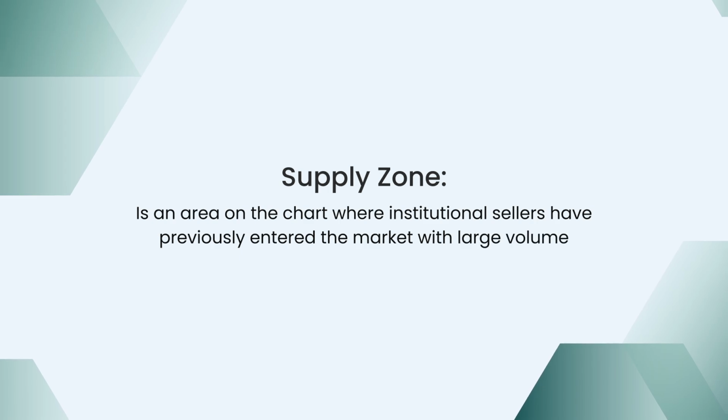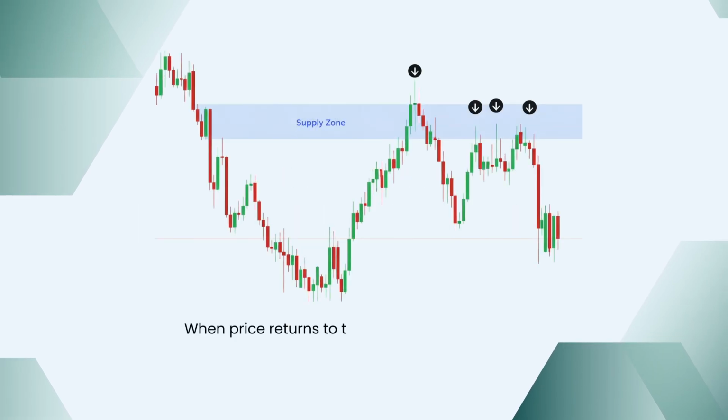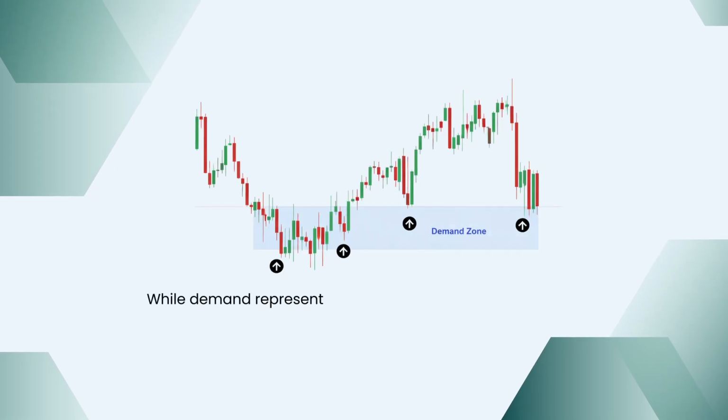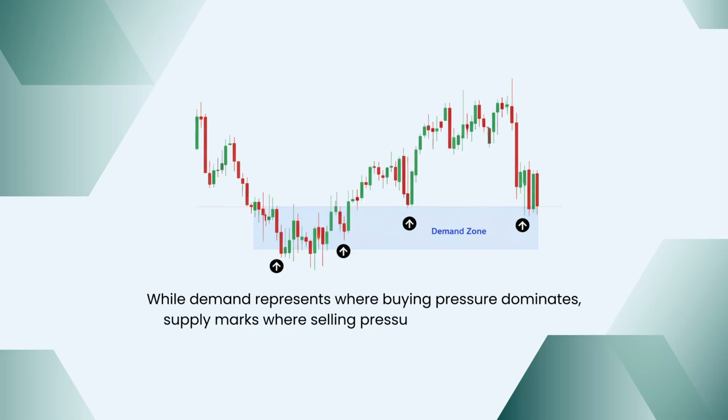In trading, a supply zone is an area on the chart where institutional sellers have previously entered the market with large volume. When price returns to that area, those sellers often step in again, pushing the price back down. It's the mirror image of a demand zone. While demand zones represent where buying pressure dominates, supply marks where selling pressure overwhelms buyers.